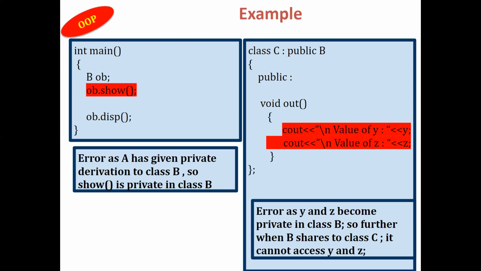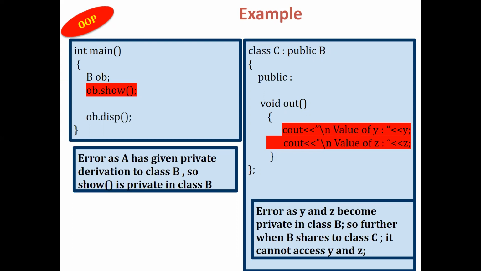Now again in the main function, when I access the ob.show function, though the show function is public in class A, class A has shared the show function with class B, and B has made it private. So B does not permit giving it to the main function. That is why when we call the ob.show function, it will give me an error. And then ob.disp is there.